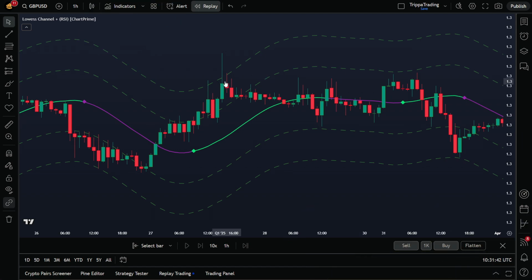Now for the sell setup. It's basically the opposite. You look for the price to push up towards the upper band. Then you check the RSI gauge. If it's showing a high reading suggesting overbought conditions, that could be your second confirmation. Then you wait for your buy or sell signal confirmation to open a sell position.